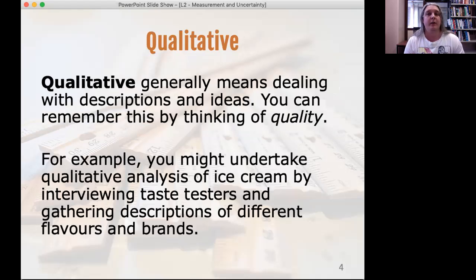The other side of that coin is qualitative data. So qualitative, it's talking about the quality of something, it's descriptions and ideas. So you might undertake qualitative analysis of an ice cream by interviewing taste testers, by gathering descriptions of flavors and brands and tastes and things like that. So qualitative is descriptive, quantitative is numerical data about something.